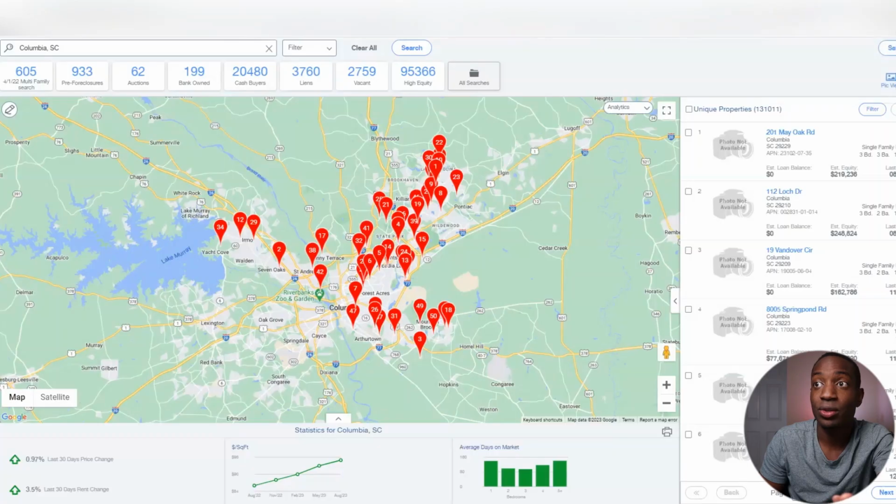The number one website I use is PropStream. PropStream is a website that you can use in order to find motivated sellers, off-market properties. And the good thing is that everyone can use this, whether you're an investor or not.